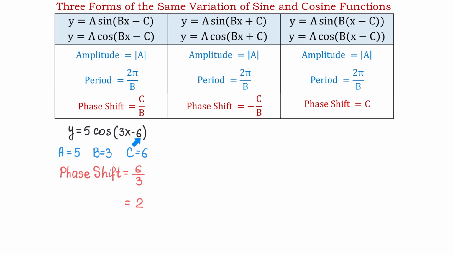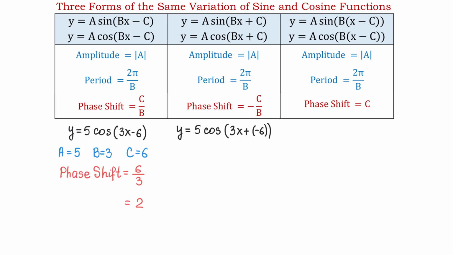Now I will take this function and write it in this form. And because here we have plus c, then inside the parentheses, instead of 3x minus 6, I will write 3x plus negative 6. So then we will have y equals 5 cosine of 3x plus negative 6. So again, this is exactly the same function. And now we can say that a is 5, b is 3, and c is negative 6.